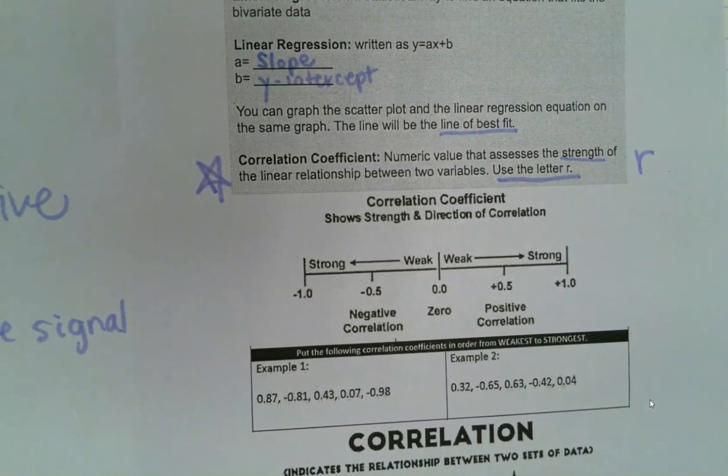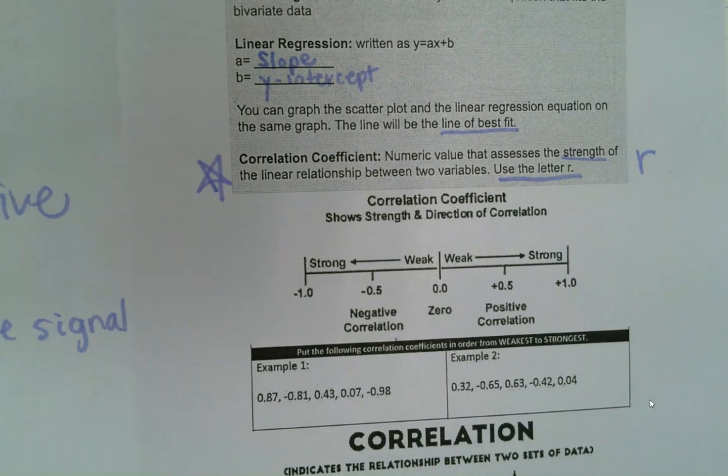So when we do linear regression in our calculator, it'll give us R. But we don't look at R squared, we only look at R. R is another value. R squared is another value, but R is the one that tells us whether it's weak or strong.